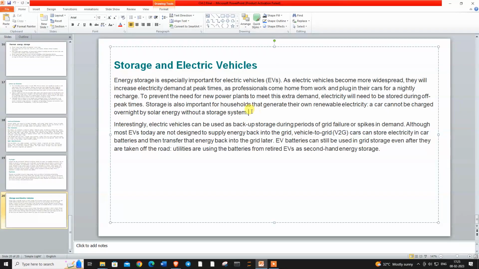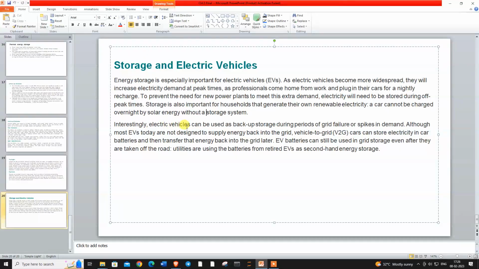So here they have given the solution: you can use your own renewable electricity. For example, you have to install your own solar power plant on the roof of your home, and then you have to use lithium ion batteries or different batteries to store the energy. And in order to reduce this demand, you have to charge your electric vehicle overnight by using the solar energy with the storage system. Without a storage system, you cannot rely on the energy storage power plants. You have to generate your own storage system, for example, the solar rooftops and your batteries to charge the electric vehicle.